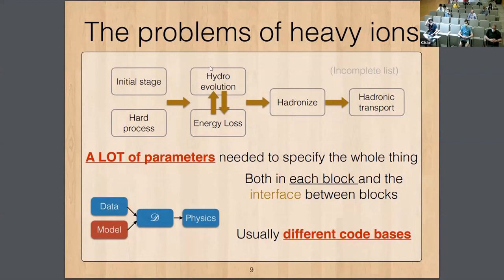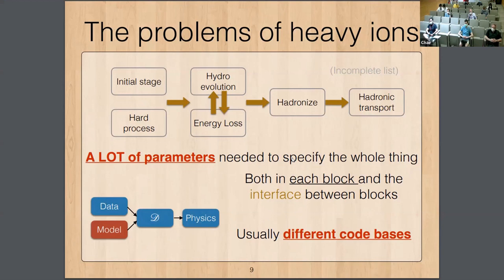In each of these blocks, there are parameters that we have to specify and learn eventually. Also in the interface between the blocks, there are parameters, like when do you start the hydro evolution and when do you do the hadronization, and so on. Essentially, this is a very high dimensional problem that we have to tackle somehow and make computationally tractable.